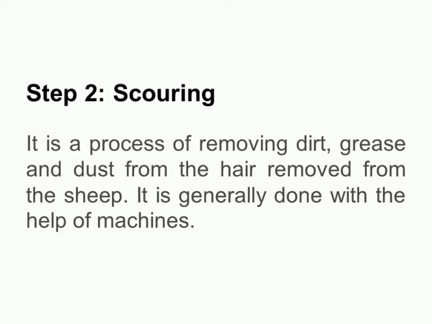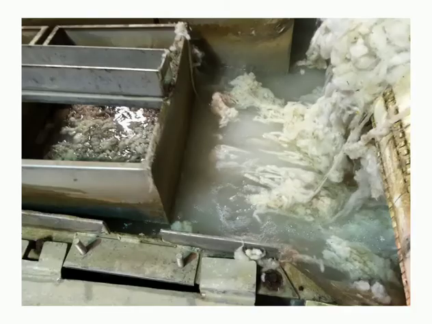Now, previously it was done in large tanks. The people used to have large tanks in which they used to add soap water, and after that they used to wash the hair. But nowadays there are many big machineries available so that the fleece of the sheep can be efficiently washed. So this process is known as scouring.